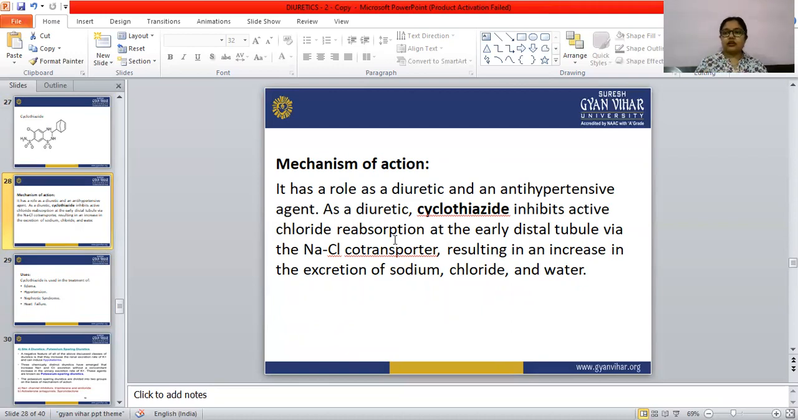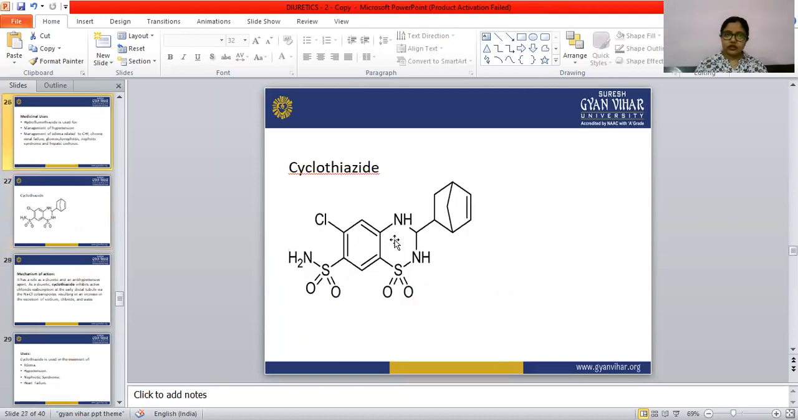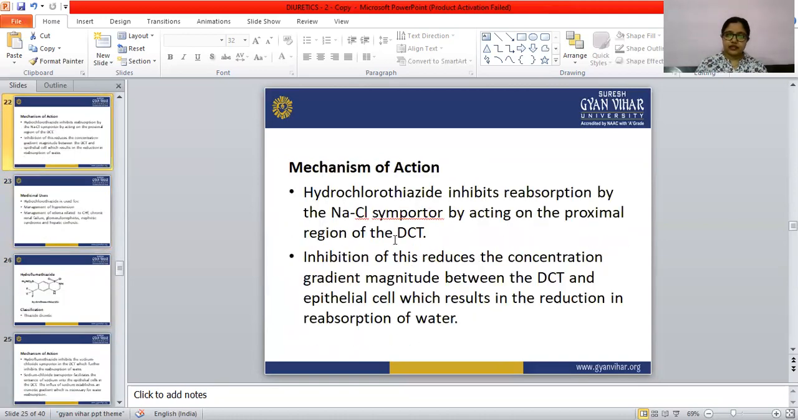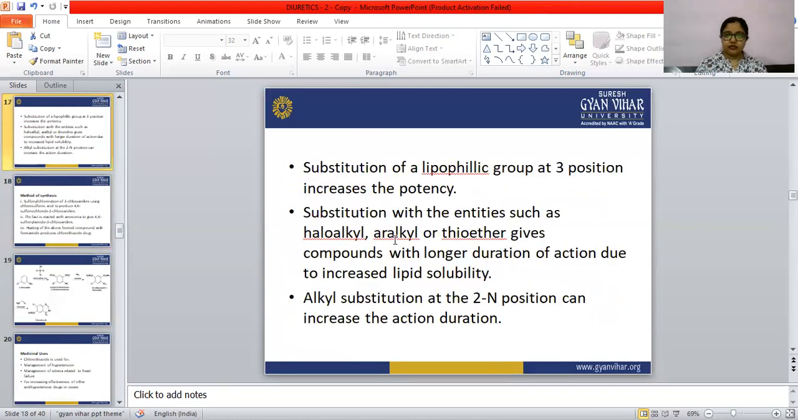So in the thiazide diuretics, two things are very important. First is the SAR of the thiazide diuretic, and second is the synthesis of chlorothiazide. So we will see the SAR of the thiazide ring, the thiazide diuretics, once again.